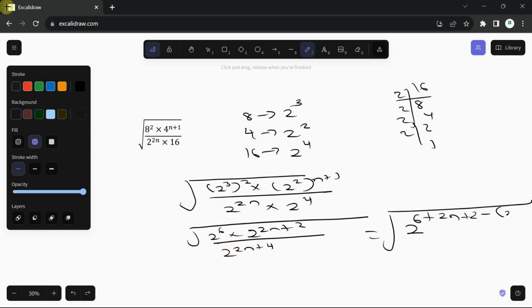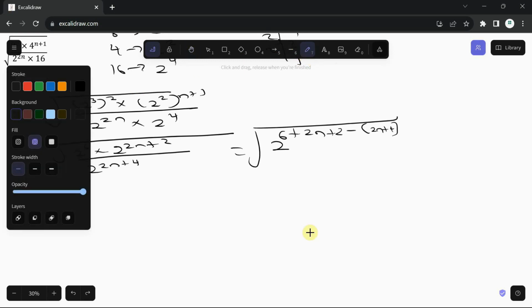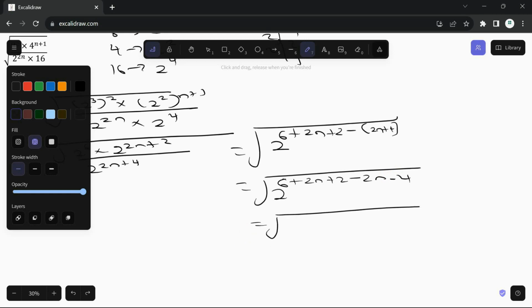Open brackets 2n plus 4. Great. So I can resolve this further and say this is equal to what? Square root of 2 raised to the power of 6 plus 2n plus 2. I'll open up this bracket and say minus 2n, because minus times 2n is minus 2n, minus times plus 4 is minus 4.